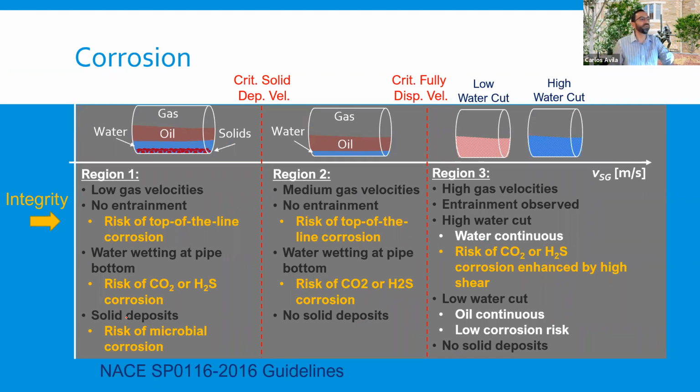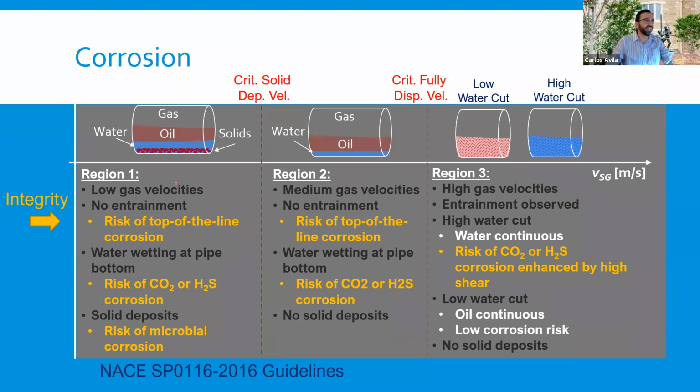Corrosion. So corrosion, I'm not going to talk about this from the point of view of a corrosion expert, but more from the flow assurance side, what a flow assurance engineer can do to help a corrosion engineer do their job. So from the corrosion point of view, the flow assurance engineer can help the corrosion engineers understand how the phases are flowing inside the pipe.